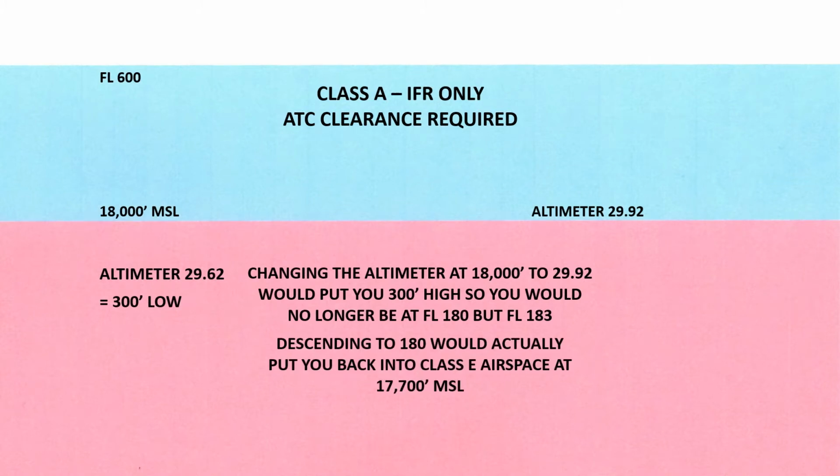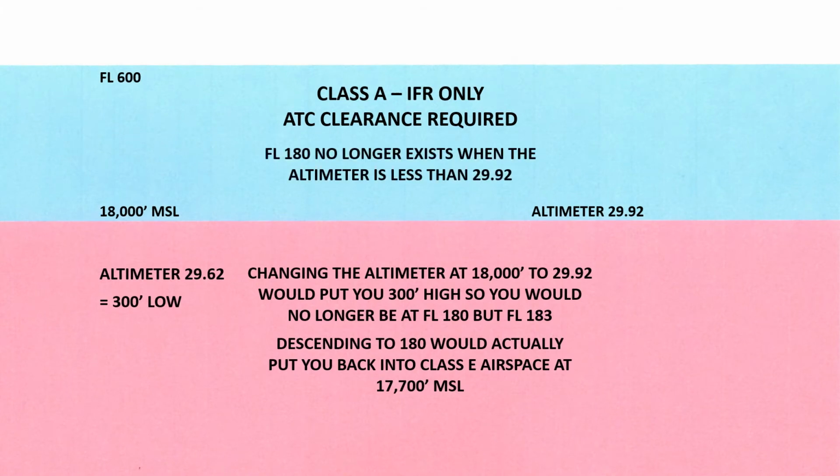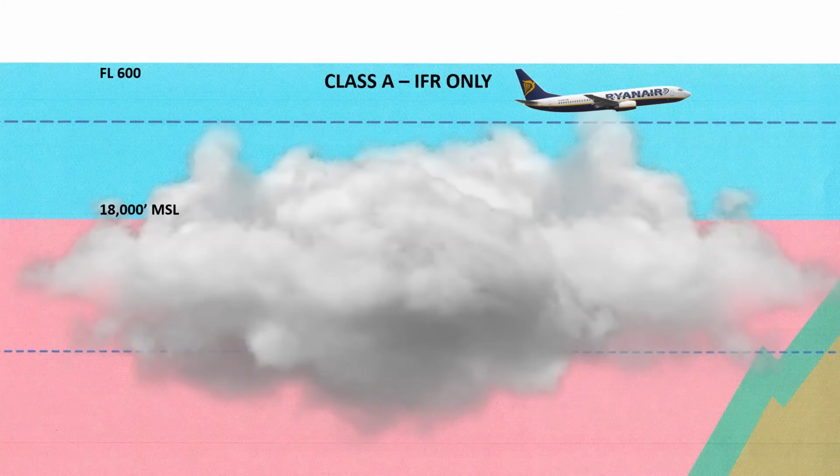Leaving your altimeter at 2992 and descending to 180 or descending to 18,000 feet would actually put you 300 feet lower than 18,000 feet, so you're no longer in Class A airspace. What we learned from this is flight level 180 no longer exists when the altimeter is less than 2992. If the altimeter goes less than 2892, which is very low, flight level 190 would not exist. The only other thing you need to remember is the altitude change in Class A airspace. At flight level 240, DME is required on board your aircraft.